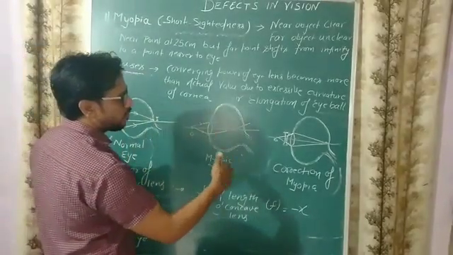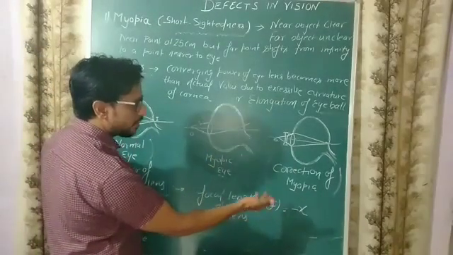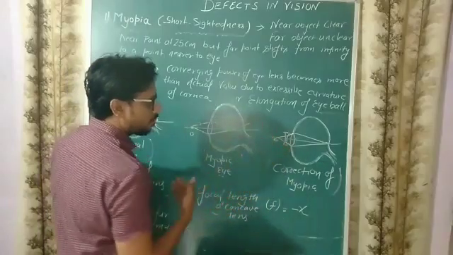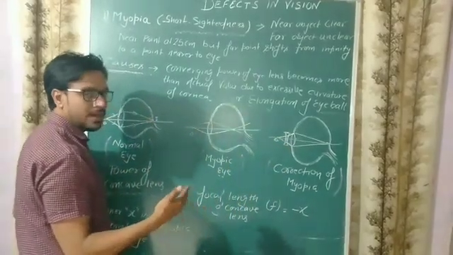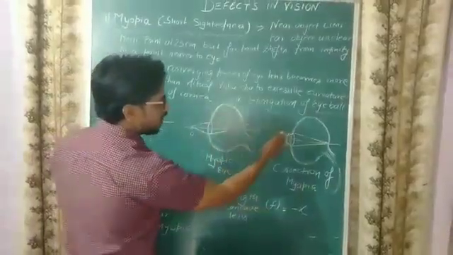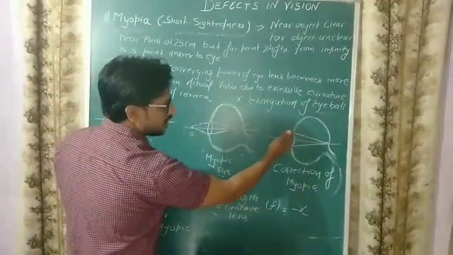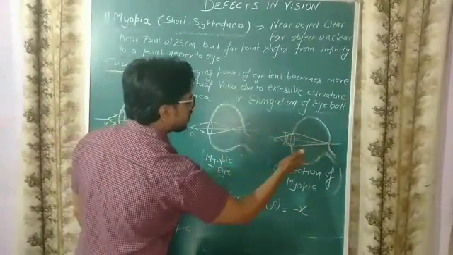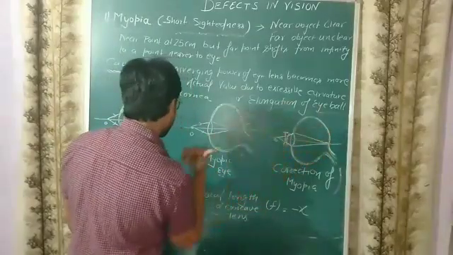And if we want to correct this defect, we use a concave lens of appropriate power, which will diverge the rays, and now the rays will converge at a point on the retina.